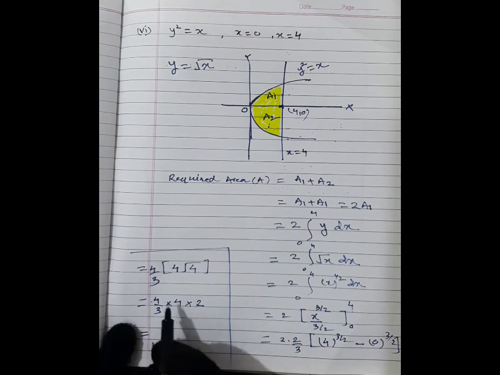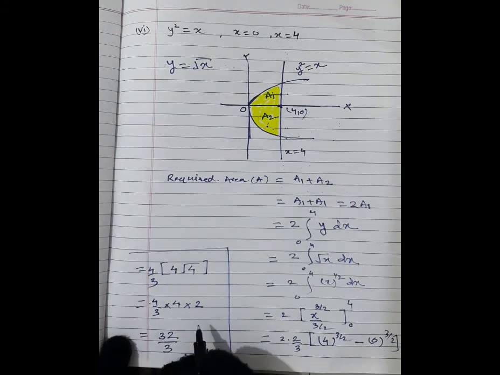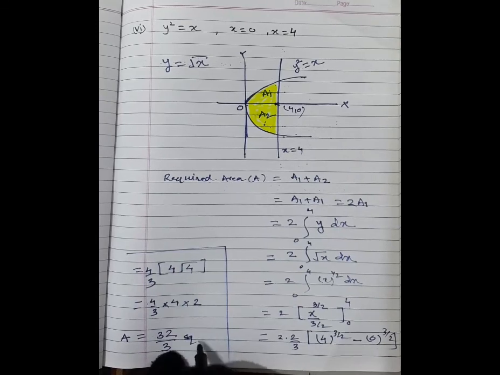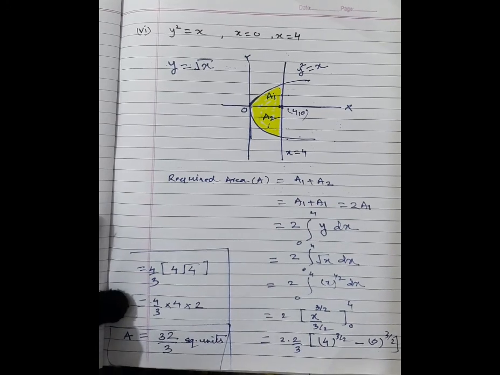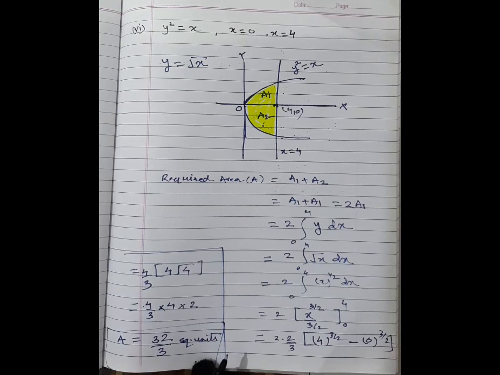Multiply. 4 into 4 is 16. 16 into 2 is 32. 32 upon 3. 32 upon 3 is our required area, in square units. The students, getting what is our area here? Area is 32 upon 3 square units.